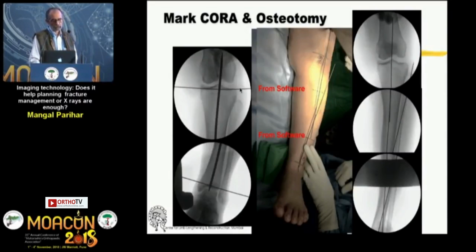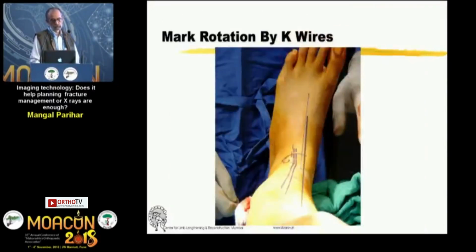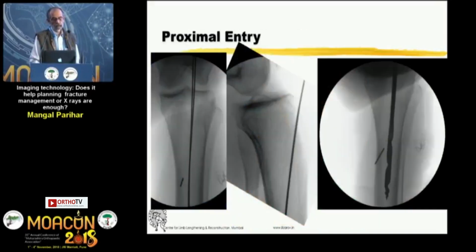So we marked the track of the nail, marked the level of the osteotomy. These are the Cora points marked by wires which are overlying the bone, to ensure that the software told me there is no rotation. To ensure that the rotation remains straight, I put in 2 wires in the proximal and distal fragment, so that at the end of the surgery, the wires continue to be parallel to each other.